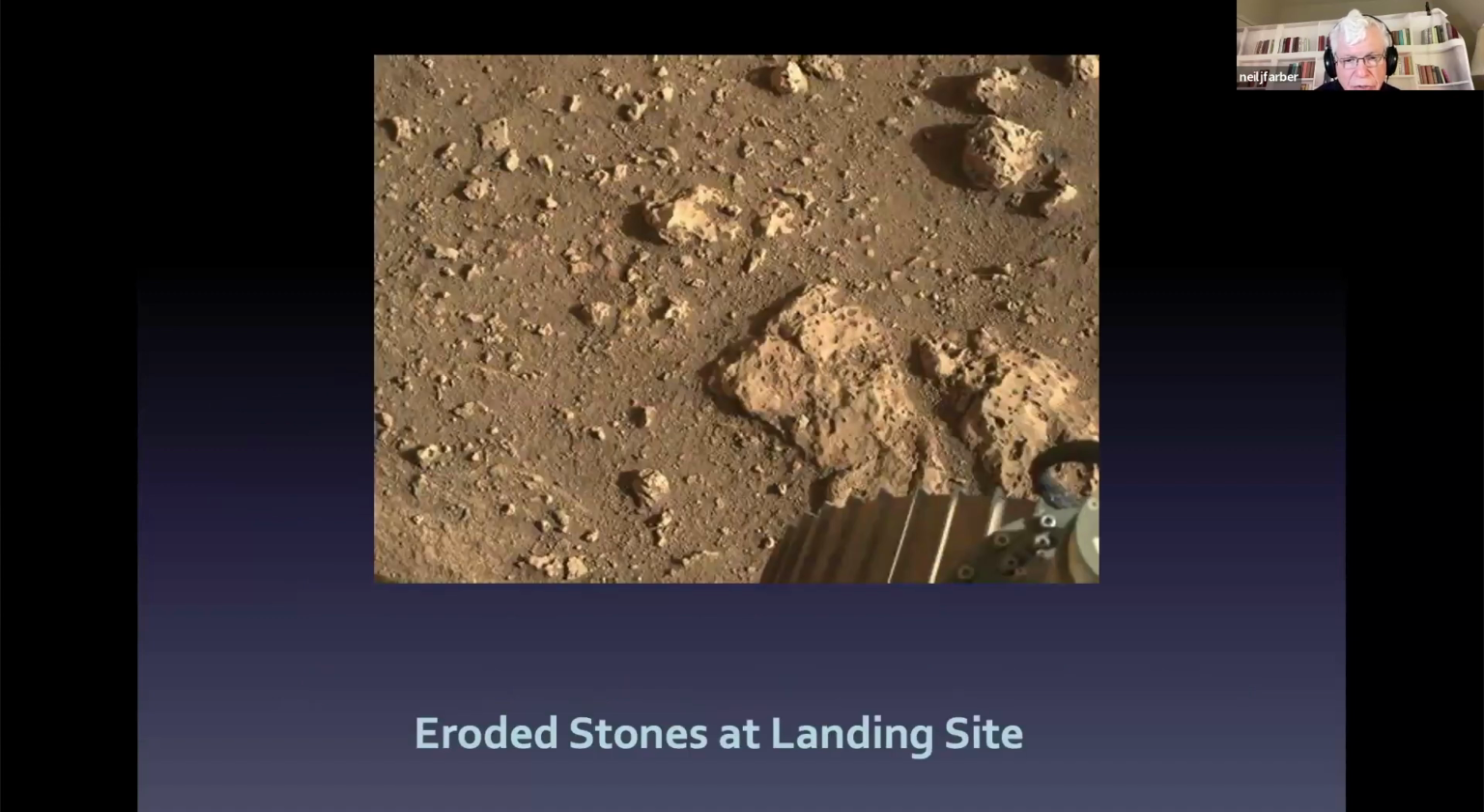And these are the eroded stones at the landing site that Perseverance found. Next slide.